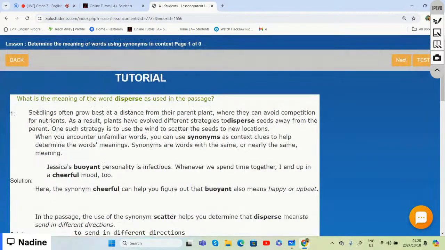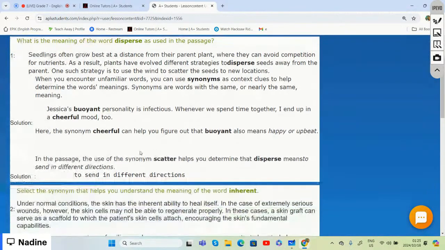All right, here we're going to look at, we already went over the explanation of when you encounter unfamiliar words, you can use synonyms as context clues to help determine the word's meaning. And synonyms are words with the same or nearly the same meaning. And we made an example of Jessica's buoyant personality is infectious. Whenever we spend time together, I end up in a cheerful mood. Cheerful, buoyant, happy, upbeat, exciting. That is what it means.